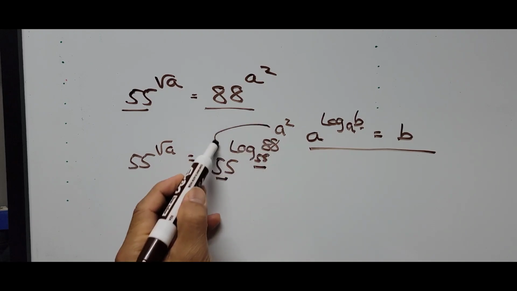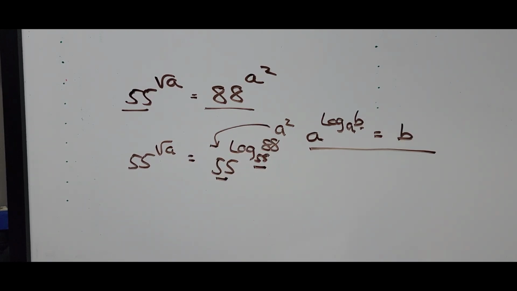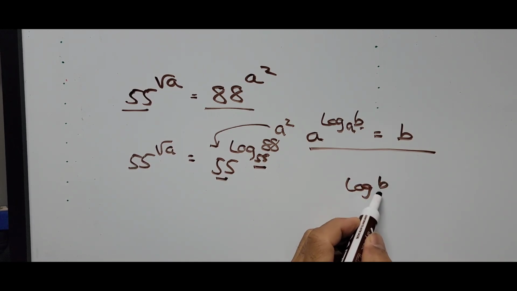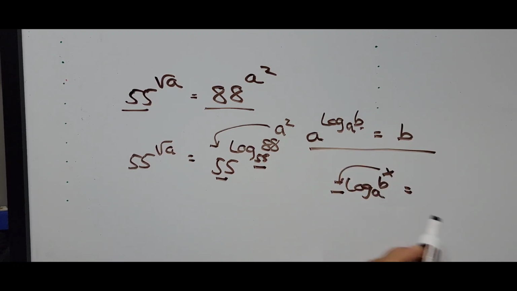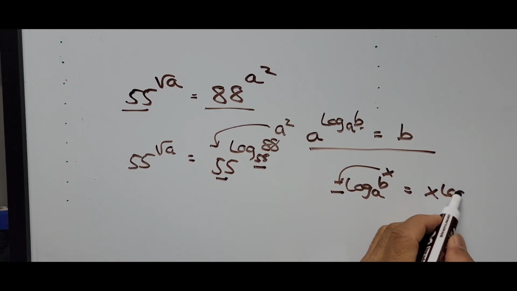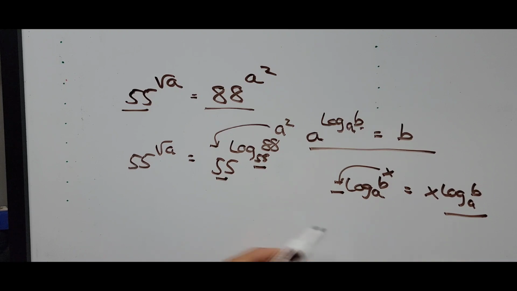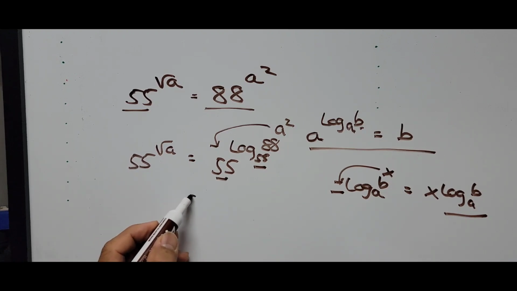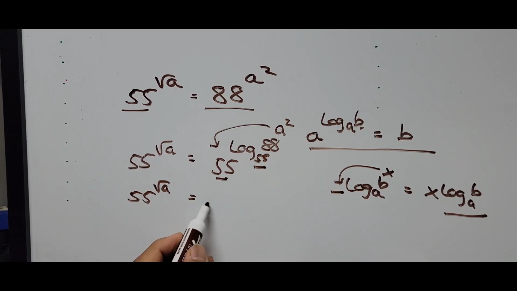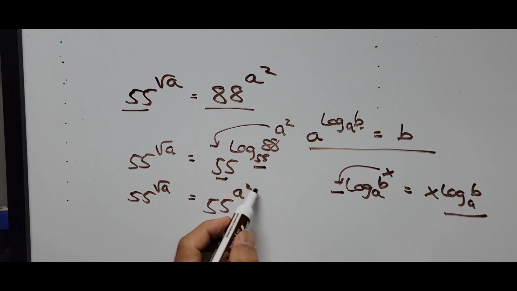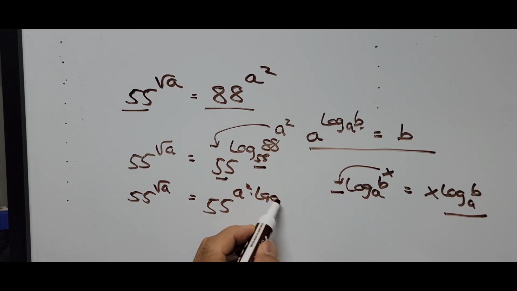The right side of the equation, let's focus on this exponent a squared right here. We'll be moving that to the front, and we'll be using another rule of logarithm. That is logarithm of b to the base a raised to x, this exponent x will become the coefficient. That is now x times the logarithm of b to the base a. So we will do that here. So this is now 55 raised to the square root of a equals 55 raised to a squared times the logarithm of 88 to the base 55.